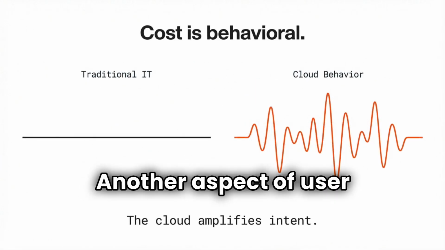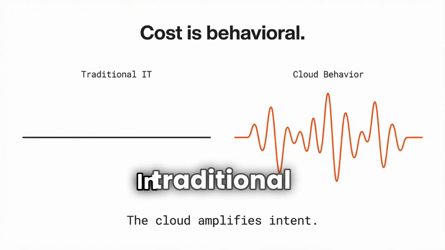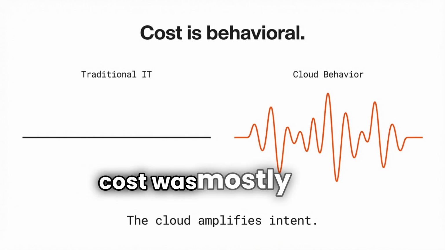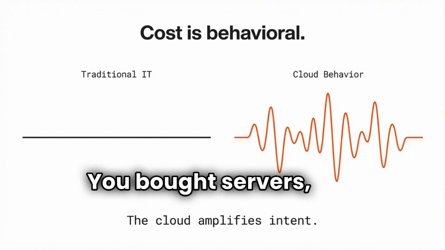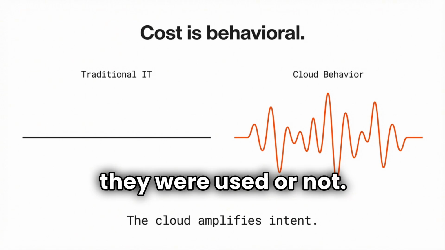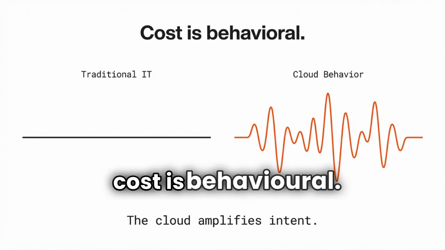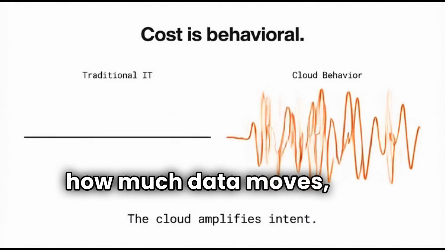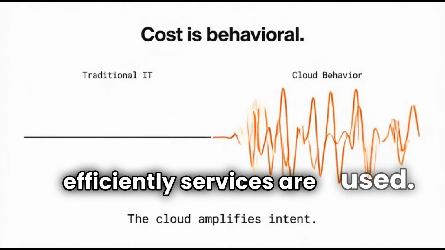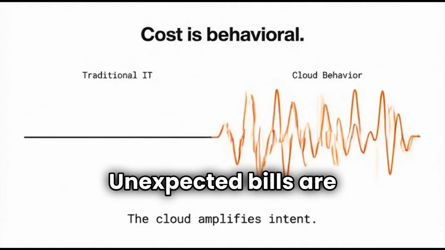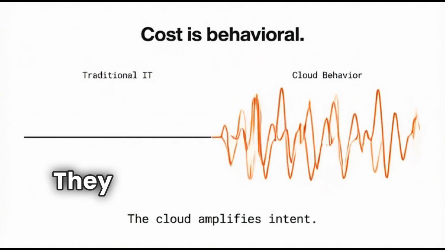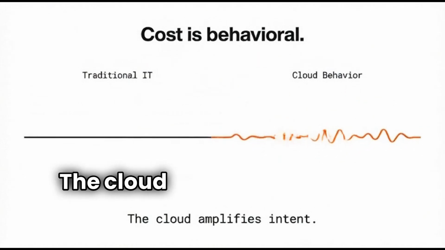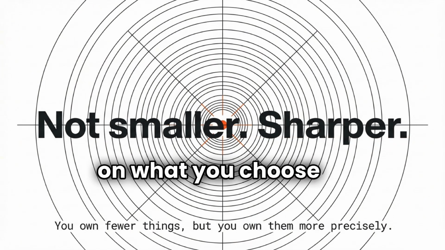Another aspect of user ownership is cost behavior. In traditional IT, cost was mostly fixed. You bought servers. You paid for them whether they were used or not. In the cloud, cost is behavioral. You own how long resources run, how much data moves, how efficiently services are used. Unexpected bills are rarely provider surprises. They are ownership signals. The cloud charges you based on what you choose to consume.